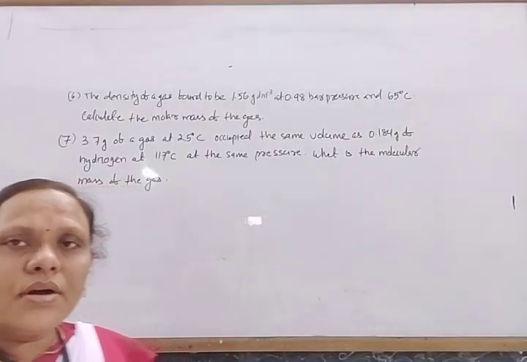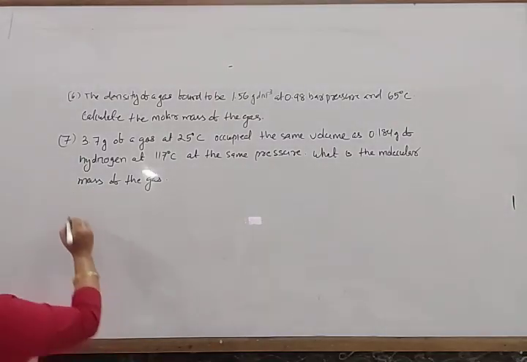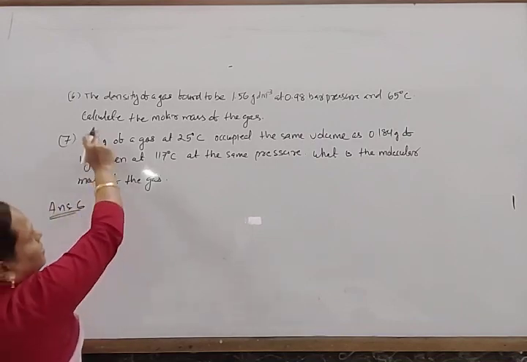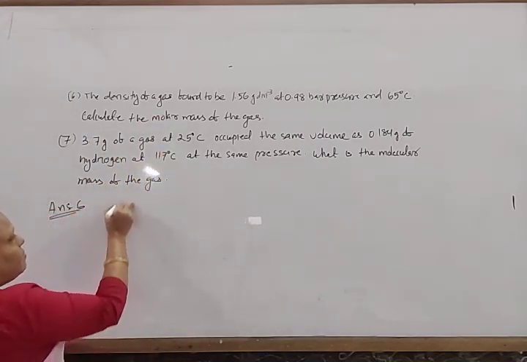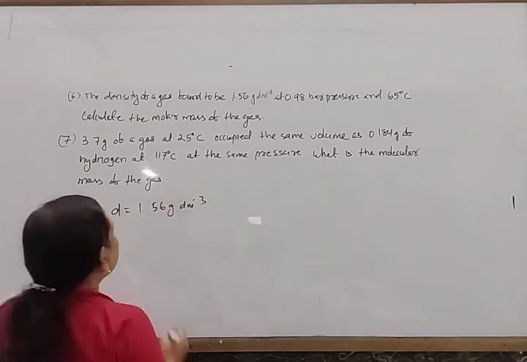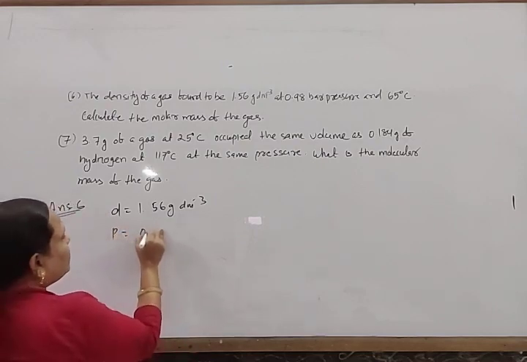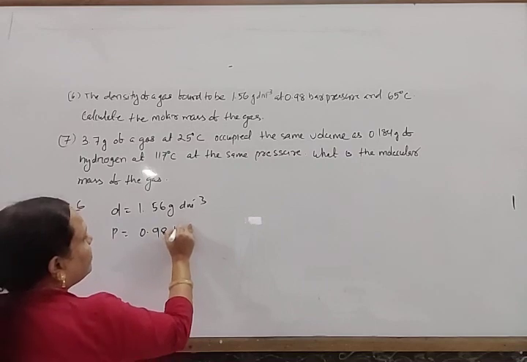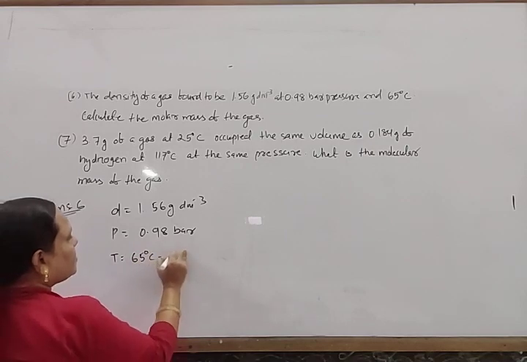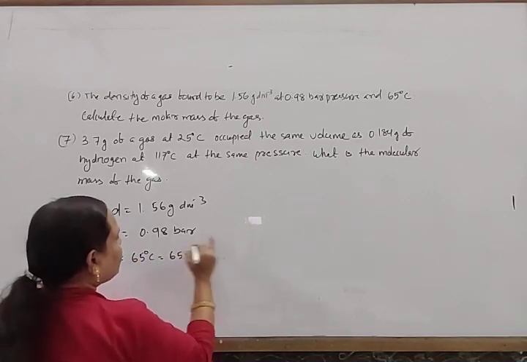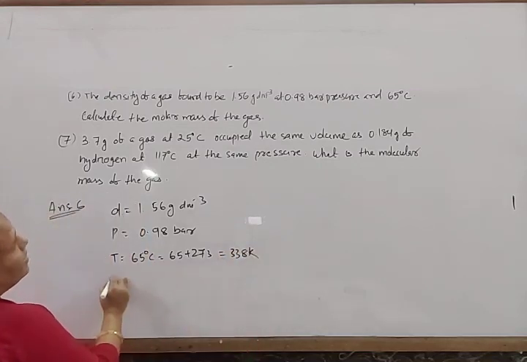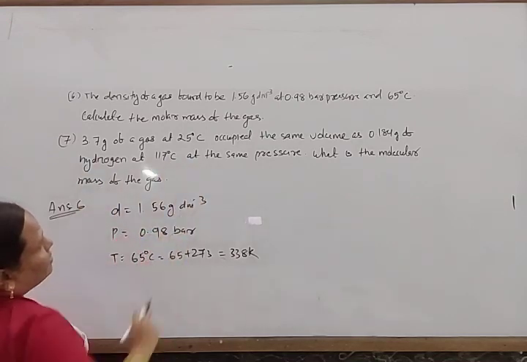Now let us solve the other two problems. Density of the gas is found to be 1.56 g dm^-3. Pressure P is given as 0.98 bar. Temperature T is given as 65 degrees Celsius, that is 65 plus 273, 338 Kelvin. Calculate the molar mass of the gas.